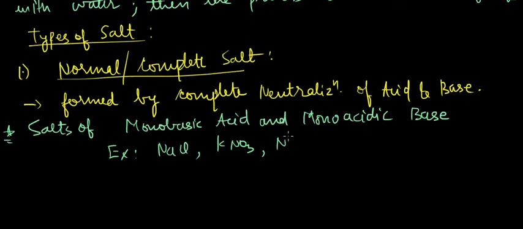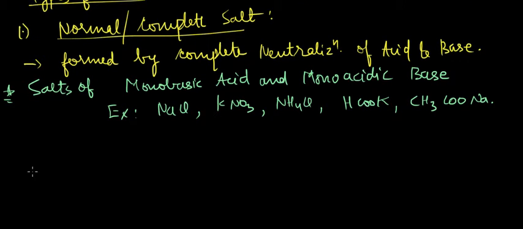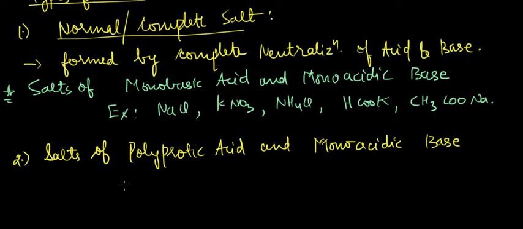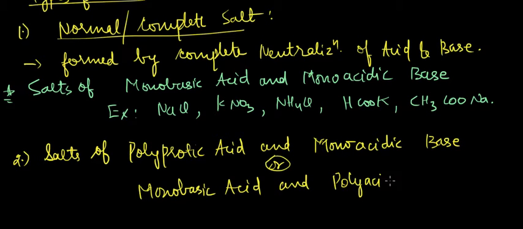KNO3, NH4Cl, HCOOK, and CH3COONa. Okay, another type of salt is salts of polyprotic acid and monoacidic base, or salts of monobasic acid and polyacidic base.